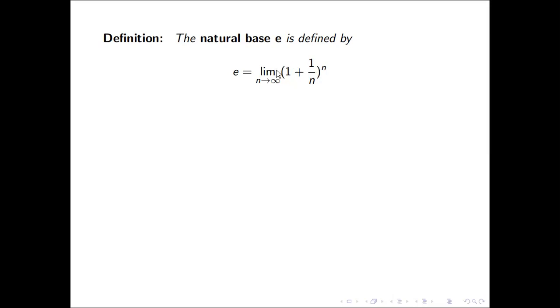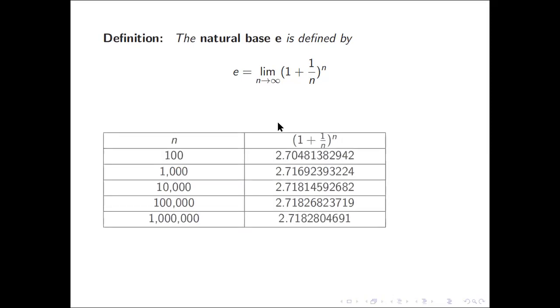First, we try to plug in large values of n for this expression and evaluate them. n approaching infinity would mean n is very, very large. And we observe what happens to the quantity as n gets larger and larger. So I have the table here. For instance, if we plug in n equals 100 here, so we have 1 plus 1 over 100 raised to 100, and we evaluate, approximately we'll get this value, 2.7048, and so on.